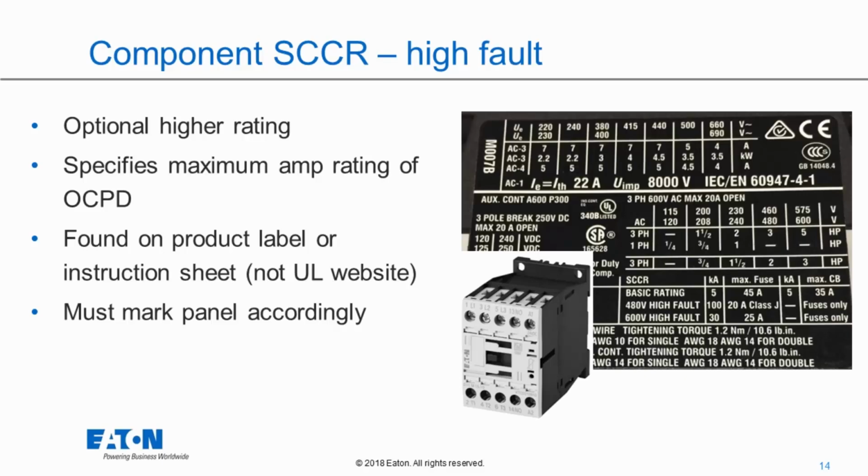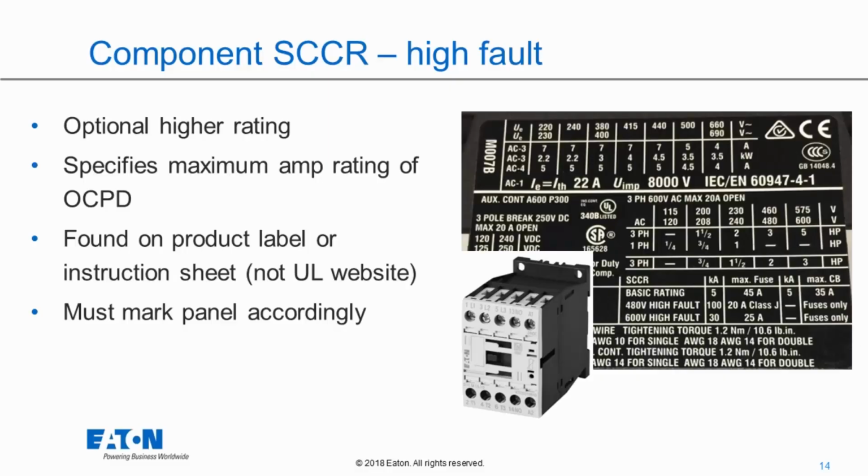And what's interesting here is now it's actually specifying Class J. The basic rating didn't specify, right? It's going to assume any branch rated fuse there, but now for the high fault rating, it might get specific on the class of fuse.